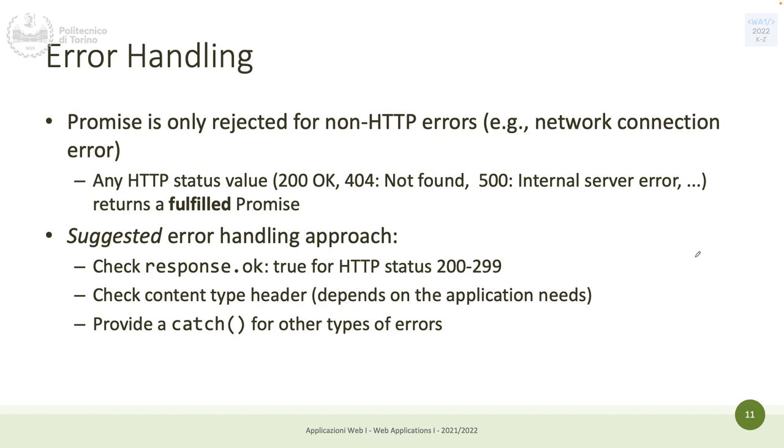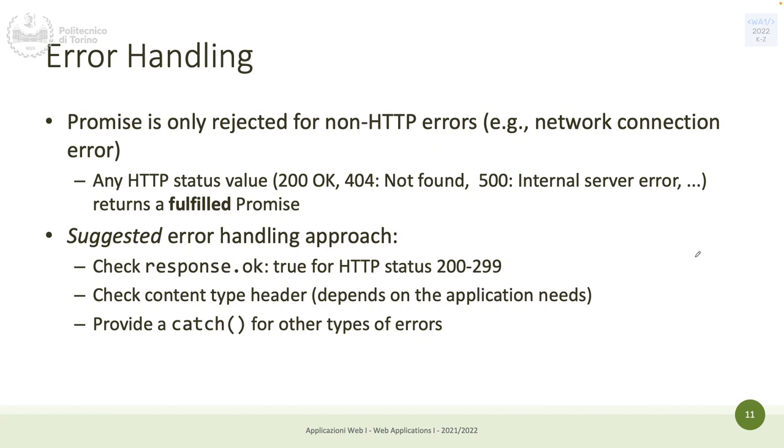So the most common case is to check response.ok. Given that response.ok is true for 200 and the family of 200, if the response is OK we can process the response correctly, because it's what we wanted. Else, we are in any other cases that typically are error cases, not all, but most of them.